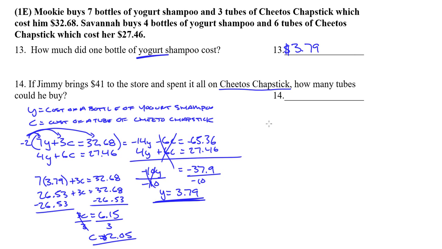So if Jimmy brings 41 bucks in, we can take 41 divided by 2.05, and that will tell us how many tubes of Cheeto chapstick he can get. 41 divided by 2.05 gives us exactly 20 with no change. Hopefully there's no tax on that. Or maybe that's the price with tax, we hope. But yeah, so you can buy 20 tubes of Cheeto chapstick. All right?